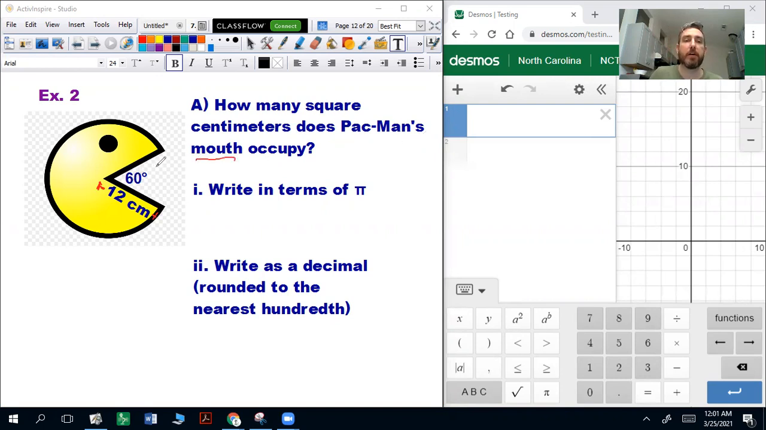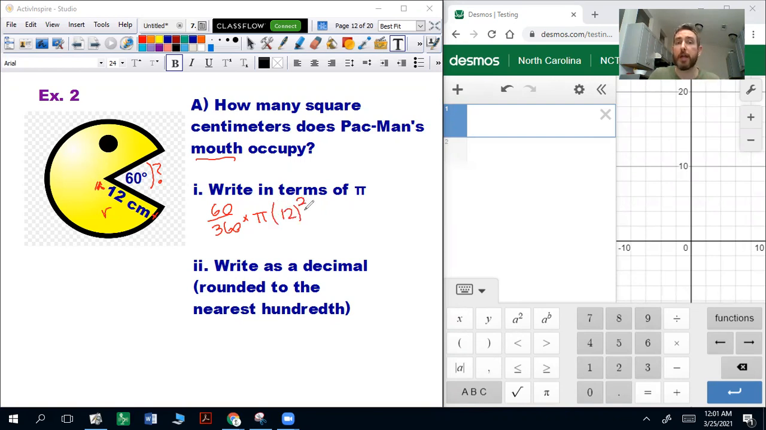So what is this area here? We're going to write it in 2 ways, in terms of pi and as a decimal. So yeah, we got 60 degrees. The mouth portion is 60 degrees, so we're going to use 60. So it's going to be 60 out of 360 multiplied by pi times r squared. R is 12. We don't have to divide by 2 because r is 12, right?